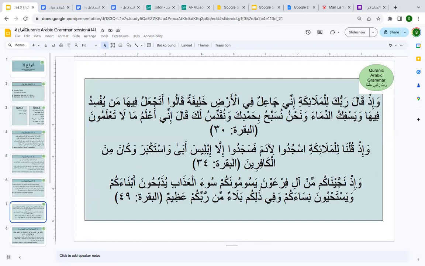Wa idh qala rabbuka lil-mala'ikati inni ja'ilun fil-ardi khalifah, qalu, and the whole story goes. Idh qala. Usually, when this is there, it is said that there is a fi'l before it, which was udhkur, that is omitted, that is mahdhuf. And you have heard the word mahdhuf many times from my mouth. Mahdhuf means it's not there, but it is implied in the understanding and in tafsir. So udhkur idh qala rabbuka lil-mala'ikati.